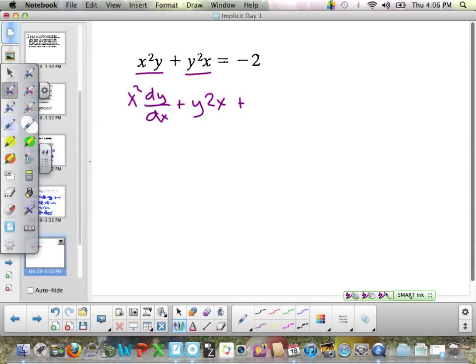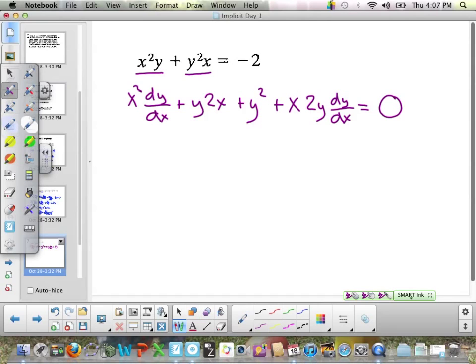Plus, and then here, y squared x, we need to apply the product rule again. We got the first function, y squared, times the derivative of the second. The derivative of x with respect to x is 1. Plus the second function times the derivative of the first. We got something squared, so that's 2 times that something to the first power, times the derivative of what's inside. The derivative of y with respect to x is dy/dx, equals the derivative of a constant, which is 0.